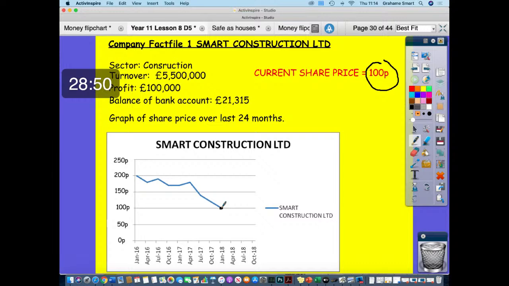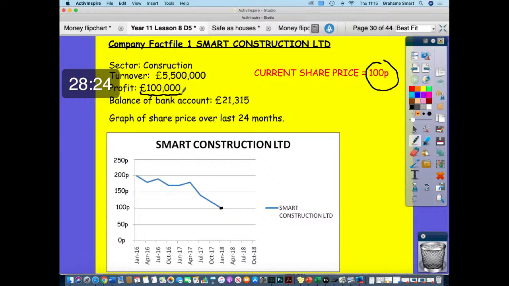Turnover. That means basically the amount of money that comes in and out of the company. Okay, turnover sort of sounds like, you know, you're churning the money over. Is 5,500,000, and they make a profit. So that's what they actually make of 100,000. And the balance of the bank account is £21,315, which isn't really a lot of money if you think about a turnover of 5,500,000.